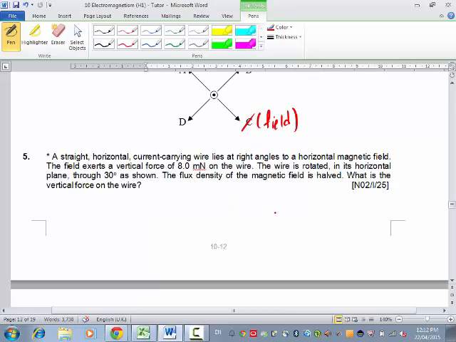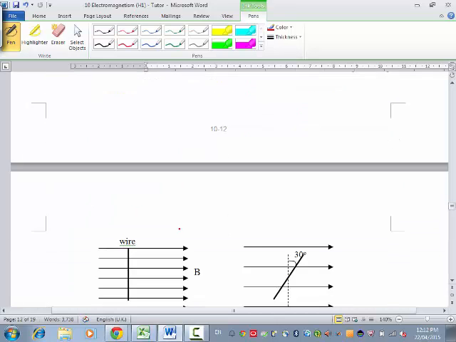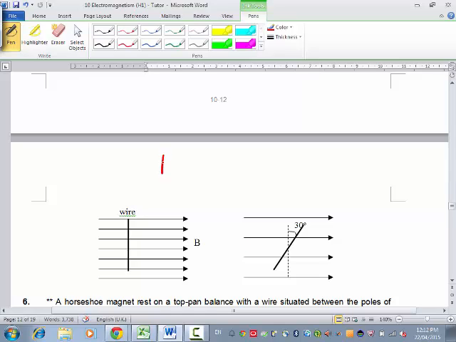Question 5. A straight horizontal wire carries current at right angle to the magnetic field. And the force is 8 millinewton. Now the wire is rotated such that it is 30 degrees as shown, and the field is half. What is the vertical force? So in the first place, we know that F is BIL, and you must make sure that the I is perpendicular to the B. So for the first case, the F is BIL.